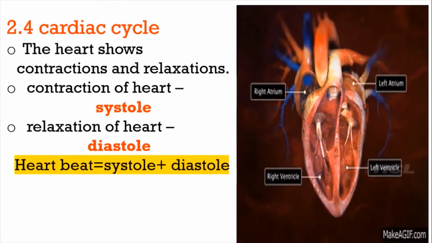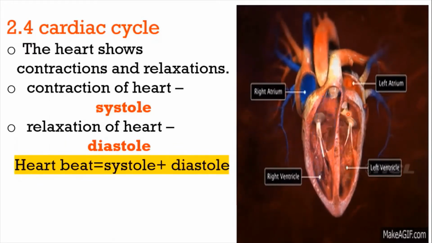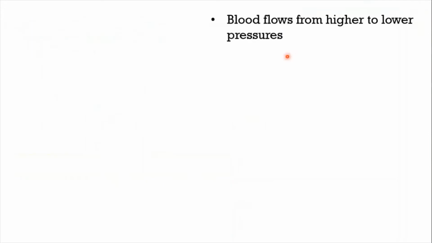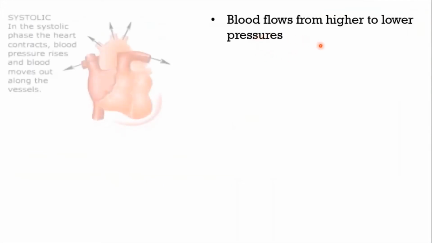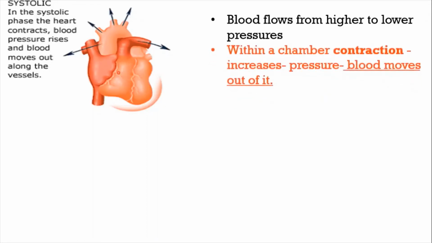Before going to the details of the cardiac cycle, the cyclical events of the heartbeat, I'll remind you of some basic principles. Blood always flows from higher to lower pressures. First, we will discuss the contraction of the heart. During contraction, the pressure inside a chamber increases. Hence, the blood moves out of that chamber. For example, here we find the ventricular contraction. When the ventricles contract, the pressure inside the ventricles increases, so the blood is pumped out of the ventricles.